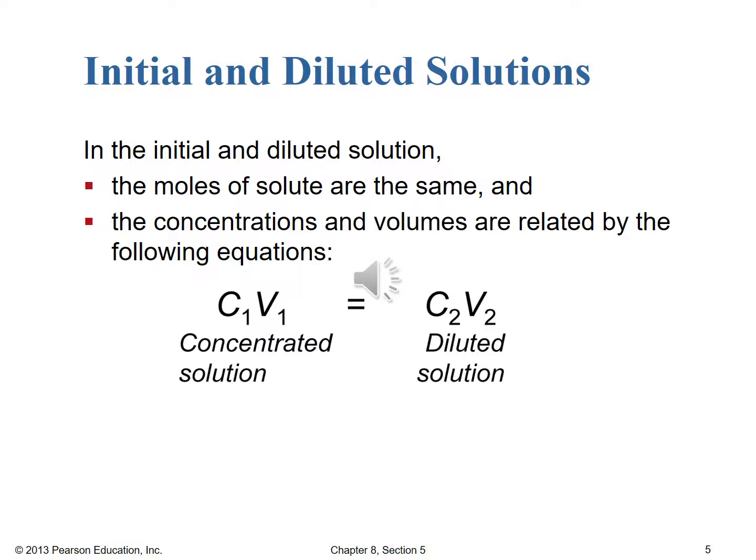So this is commonly shown in most textbooks as M1V1 equals M2V2, because molarity is our most common unit of concentration in chemistry. But here in our text we have C1, which could be any concentration, whether it's molarity or mass percent or mole percent. But again, typically it's molarity. So that first concentration times that initial volume equals the diluted concentration times the diluted solution volume. So this is very useful for dilution.